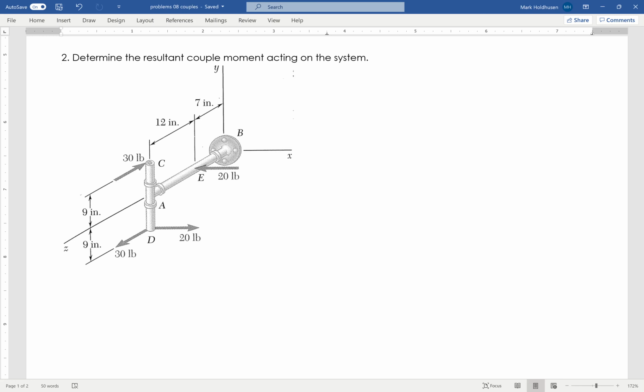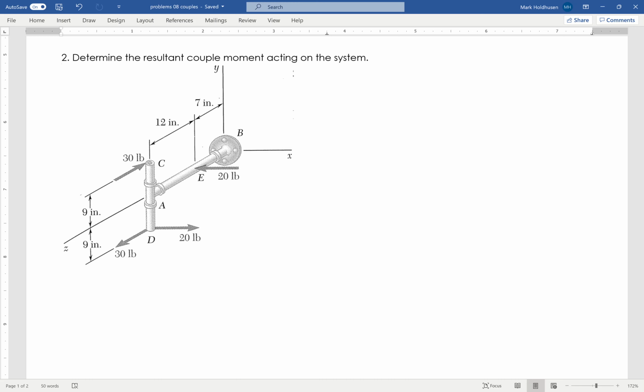I want to find the resultant couple moment acting on this system. And I recognize that I've got two couples. That is, I've got two sets of forces equal and opposite, separated by a distance. So I've got the 30-pound couple and the 20-pound couple. And what I'll do is take each couple independently, find the couple moment that they create, and then just add them directly together. Okay.